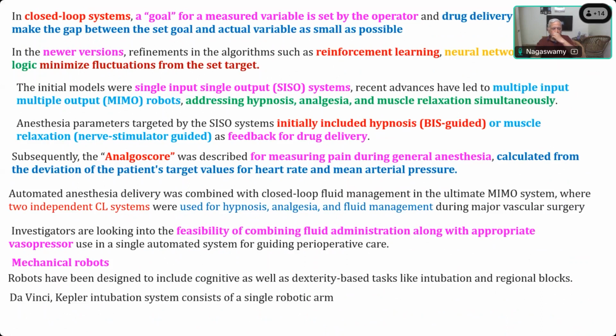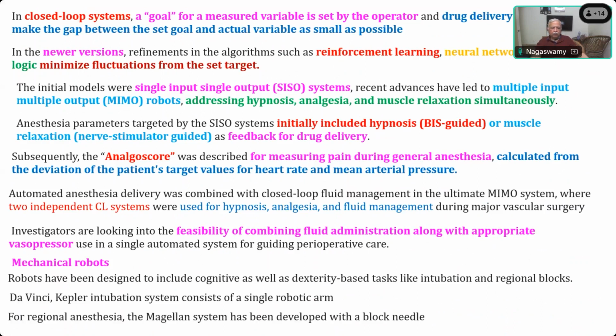So the Da Vinci and Kepler intubation systems came into vogue with a single robotic arm. And for regional anesthesia, there is a system called the Magellan system, which has a block needle with ultrasound guidance also.